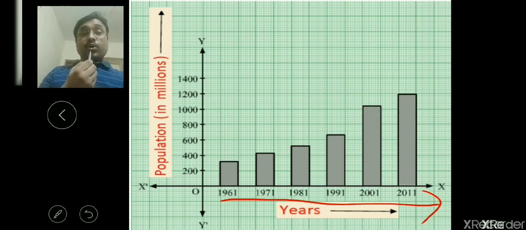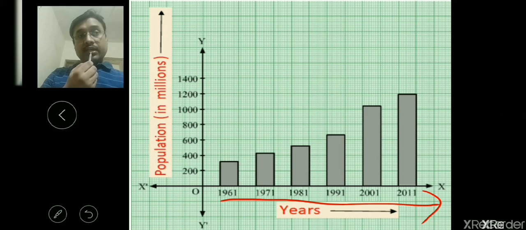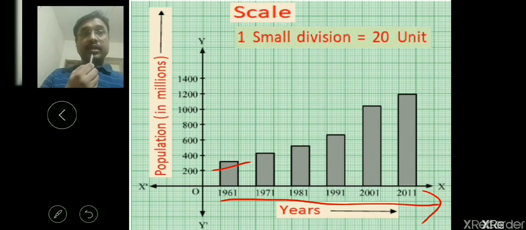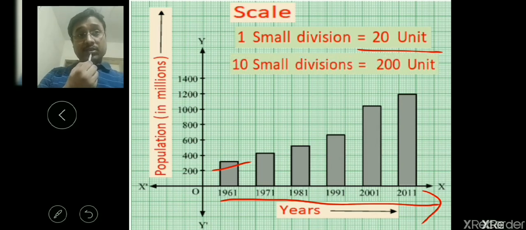Now you see 1961, the data shown here is 360, and 1971 is 420. So it is showing 360 according to the scale factor. You see what the scale factor is, then you will understand. One small division equals 20 units, so 10 small divisions equal 200 units. That means 200 million, because the unit here is population in millions.